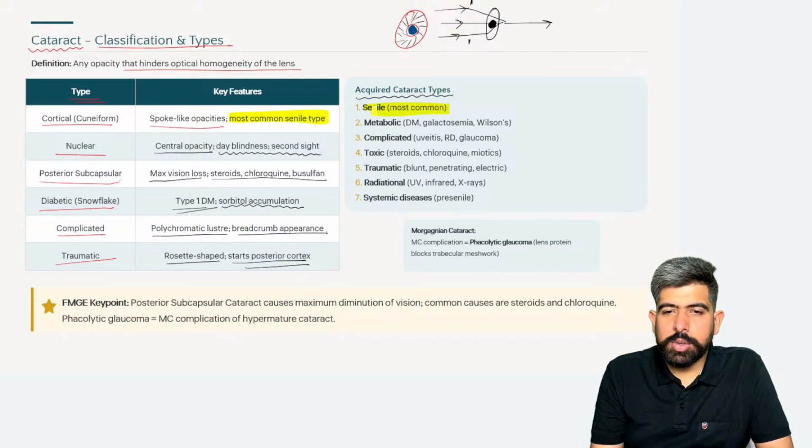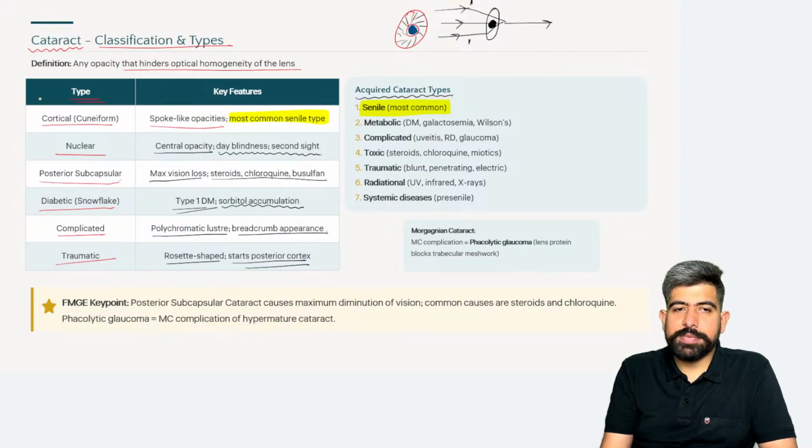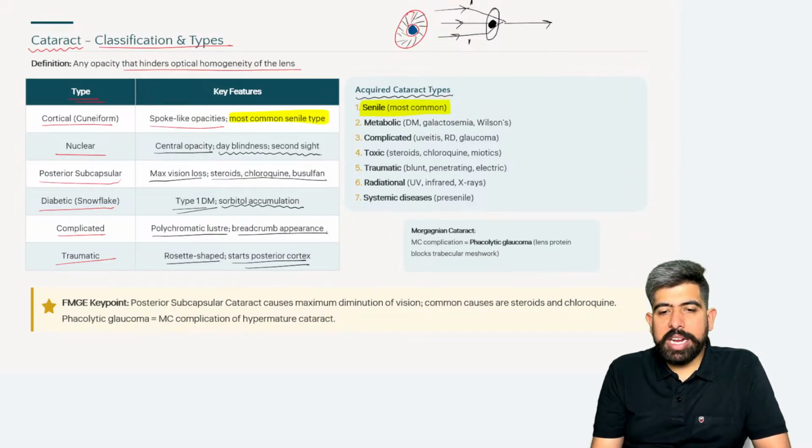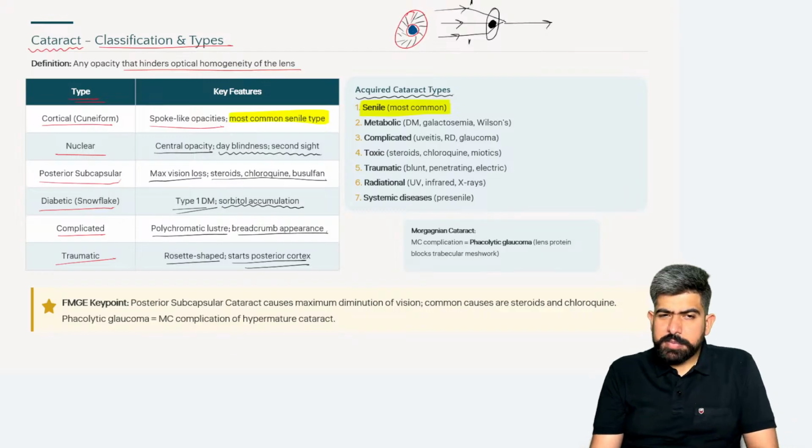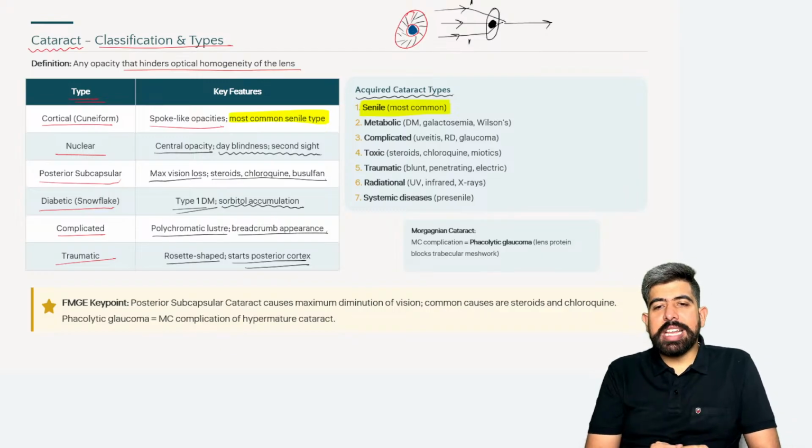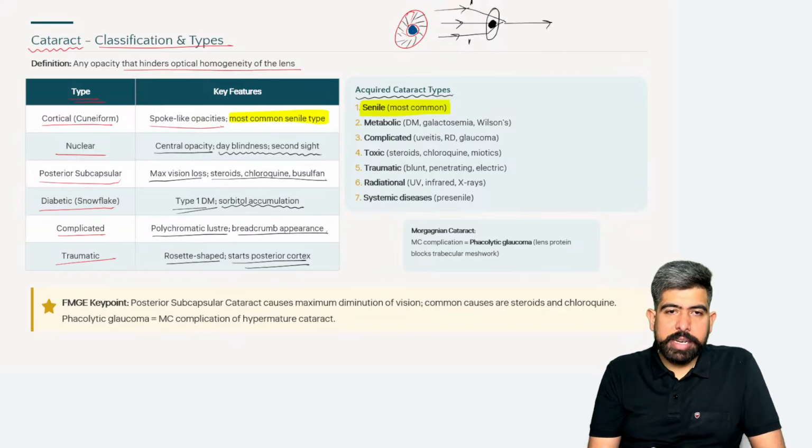Okay, so physiologically, we can say after the age of 45 years, the patient is having the clouding of the lens, and this is your senile cataract. Okay, because of the age, right? It is happening because of age.